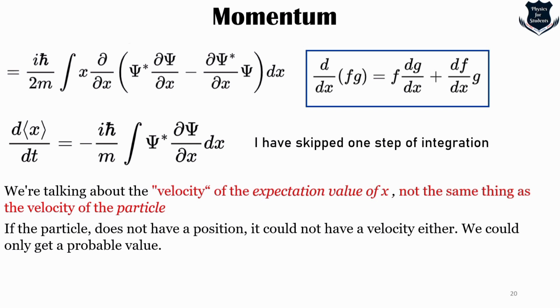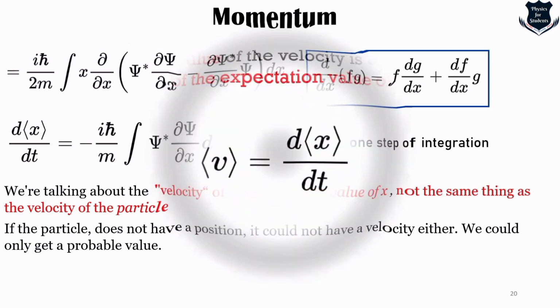Right. So here you see that we got this equation. I skipped the integration part. This equation is something that we are talking about. We cannot get anything about the velocity. We only get the expectation value of x. That is, we got the operator between psi and the complex conjugate of psi, right? So it is not the same as talking about the velocity of the particle. Because if the particle doesn't have a position, how could it have a velocity? And it is also not clear what velocity actually means in quantum mechanics.